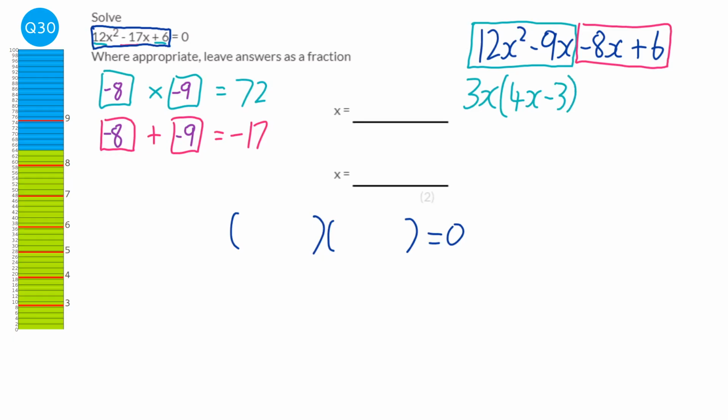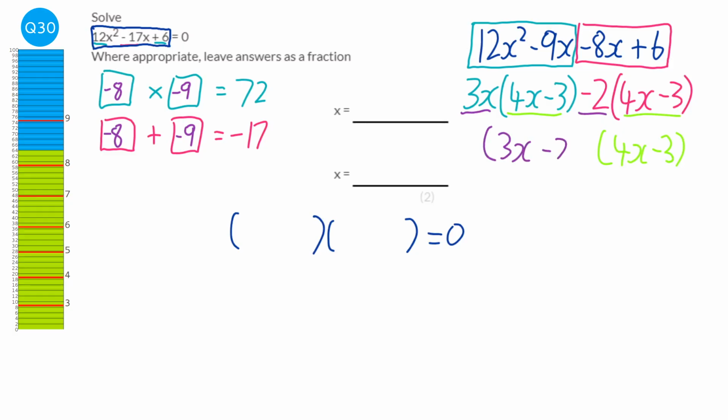And we always put the minus on the outside, so it would be minus 2, and that would be 4x minus 3. The repeating bracket is our second bracket, so 4x minus 3, and then the bit on the outside, 3x minus 2, becomes our first bracket, like so.